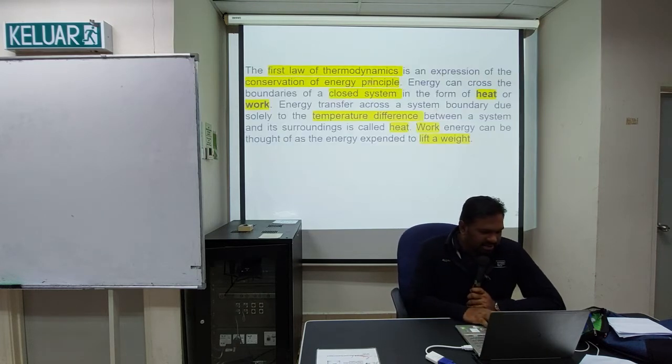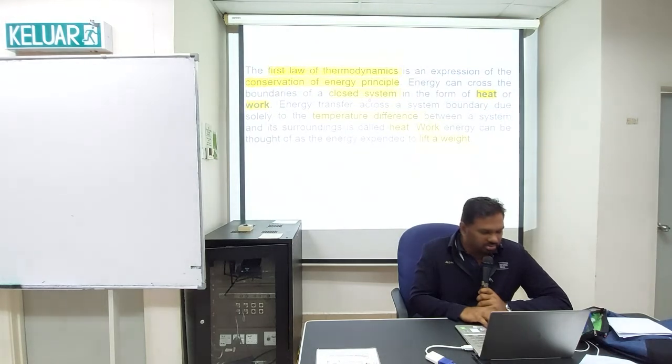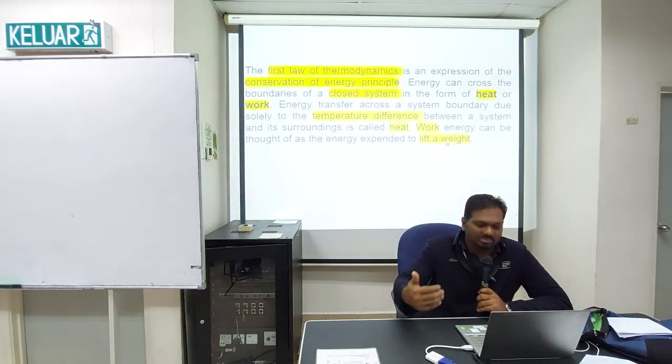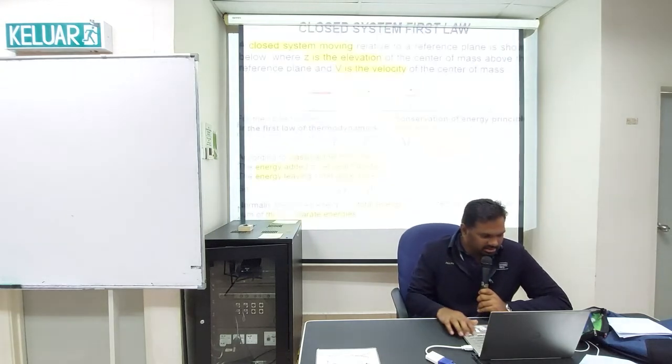Starting with something we already discussed earlier in chapter 6 part 2. The first law of thermodynamics is an expression of the conservation of energy principle. Energy can cross the boundary of a closed system. A closed system only has two, heat and also work. No mass. The keyword is temperature difference: if there is a temperature difference, it means heat. If you are lifting a weight or there's a movement from one place to another place, I consider that as work. So there are two things.